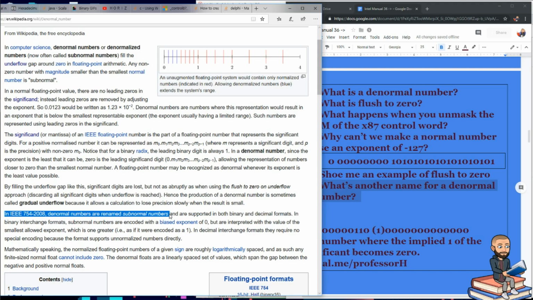So who do I choose, the IEEE or the Intel? Or do I just look extra smart by knowing both? Well, they are supported in both binary and decimal formats, and in binary interchange formats, subnormal numbers are encoded with a biased exponent of 0, but are interpreted with the value of the smallest allowed exponent, which is 1 greater, that is, as if it were encoded as a 1.